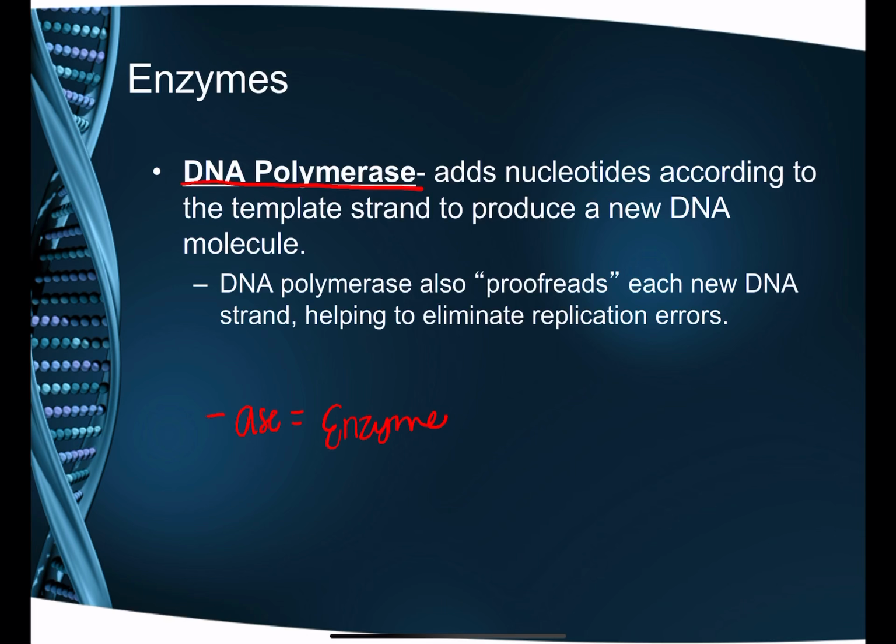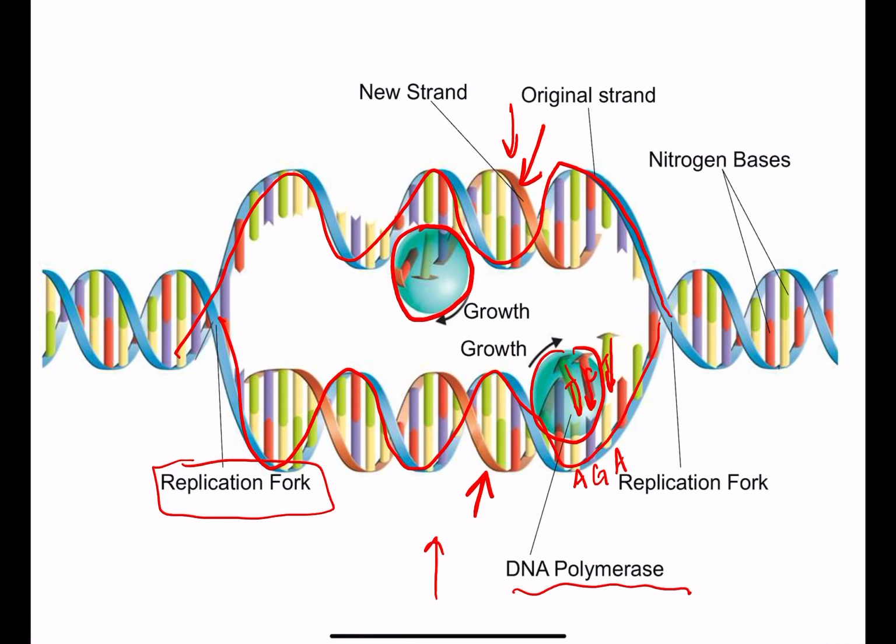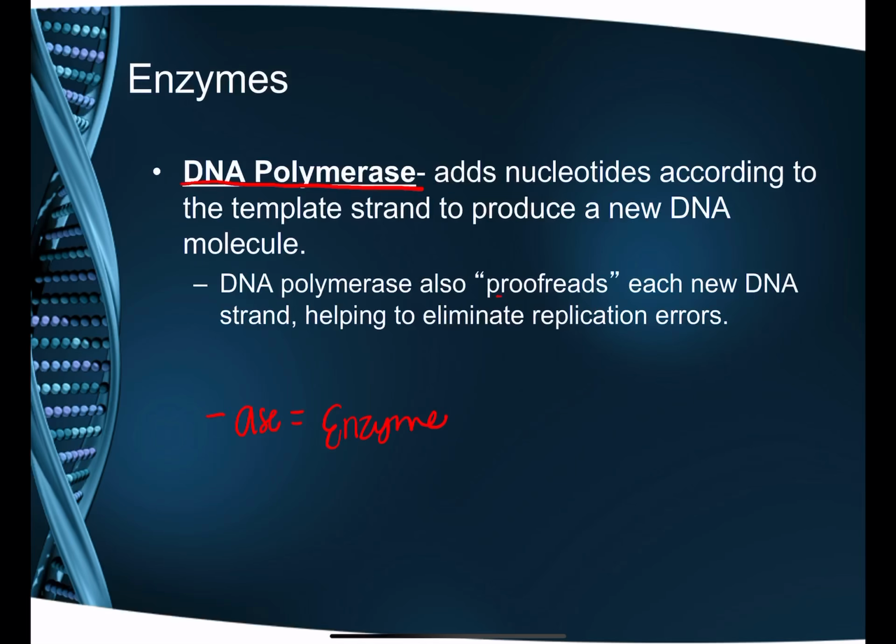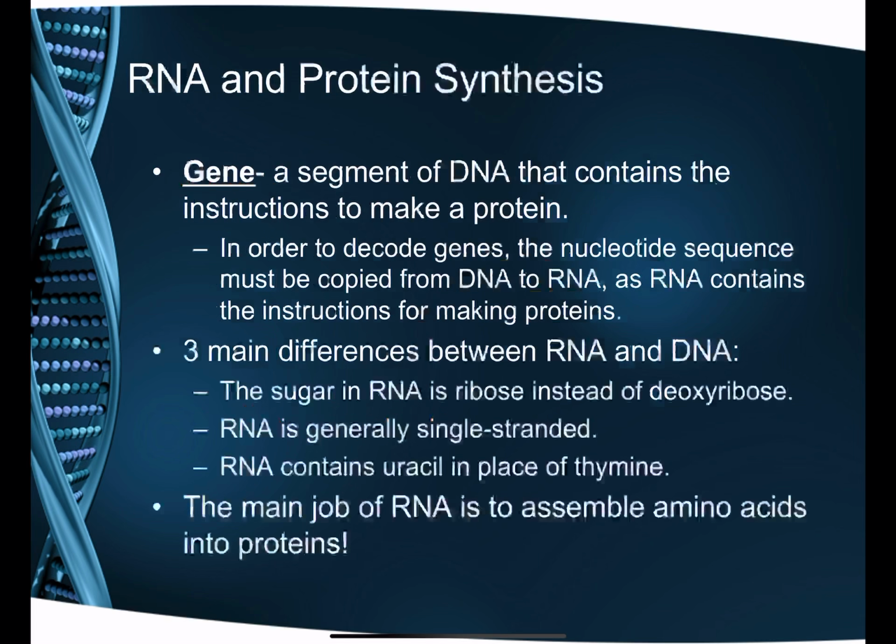Okay? So DNA polymerase, though, is responsible for bringing in the new nucleotides, like we see it doing right here. DNA polymerase is also important because it's a proofreader. And so it's making sure that the bases are brought in correctly. And if there's an error, it helps to fix that. Okay? That's the job of DNA polymerase.